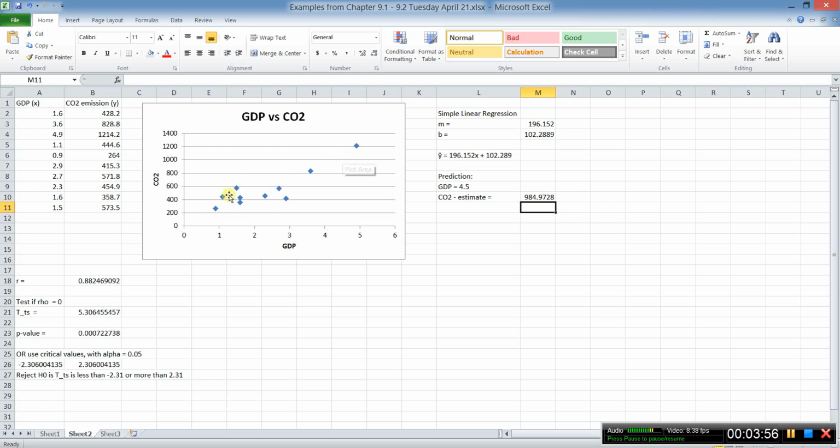If you look over here, looking at your scatter plot, 984 is somewhere around right here, and 4.5 is somewhere around here. So you see, it makes sense that that's where the line would have been.